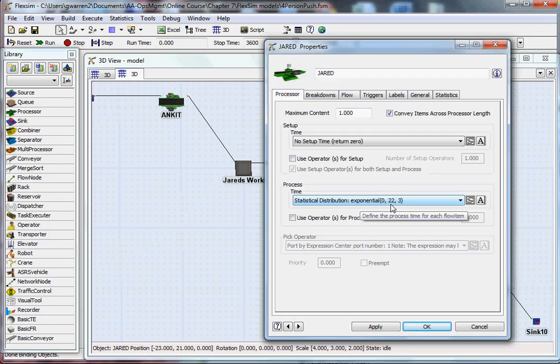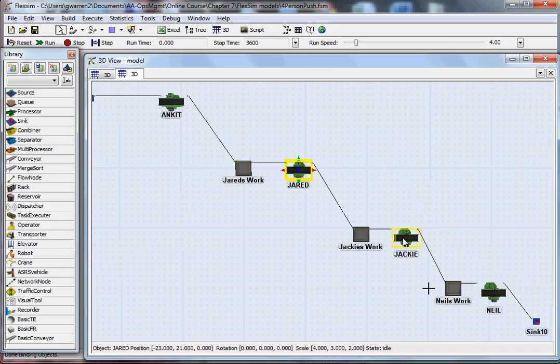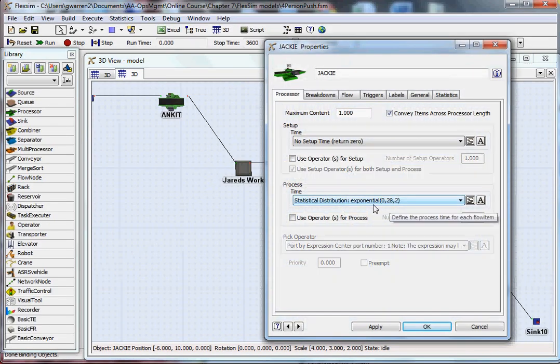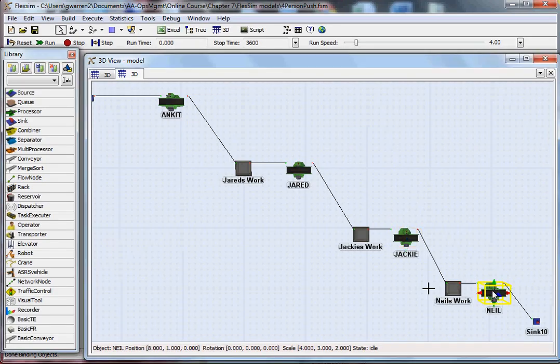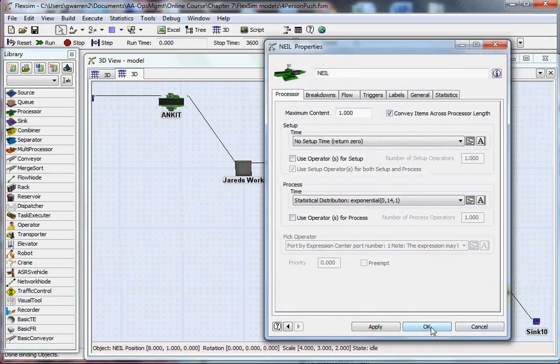He has a service that is going to be assumed to be exponentially distributed with a mean time of 22 seconds. The exponential distribution is a reasonable distribution model for human operator service. And consider Jackie's station, which we're expecting to be 28 seconds, again also modeled using an exponential distribution. So the model is stochastic, and Neil would be at the 14 seconds as you're anticipating.